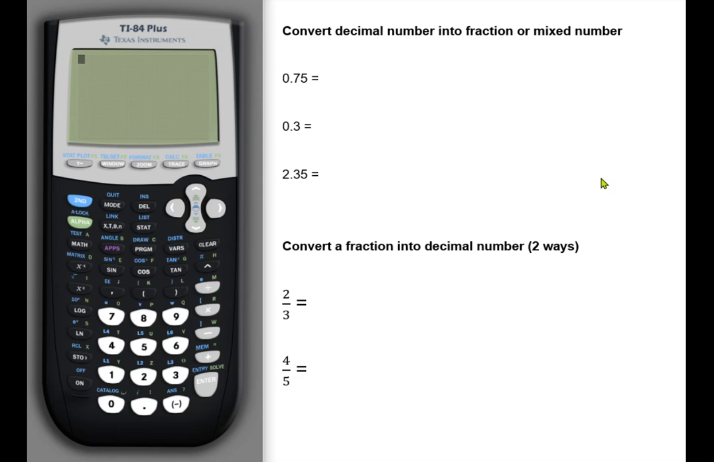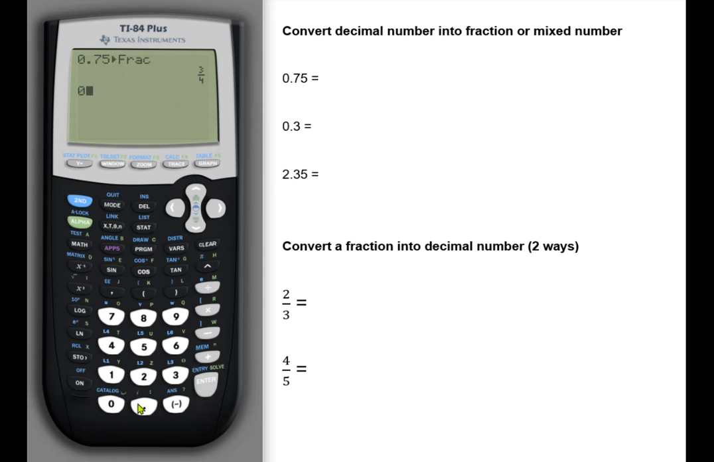How to convert decimal number into fraction or mixed number. We have 3 examples here. If you want to convert 0.75 into fraction, hit math. Fraction is already highlighted. That's option number 1. Hit enter once and then hit enter once more and you will have your fraction.